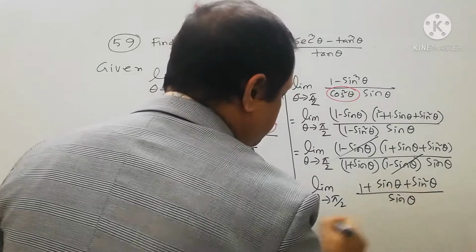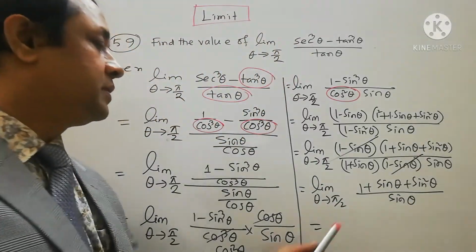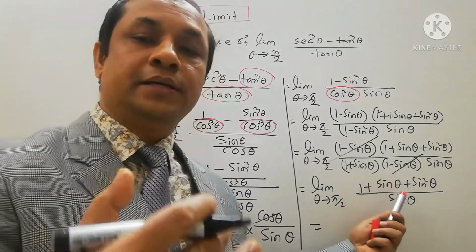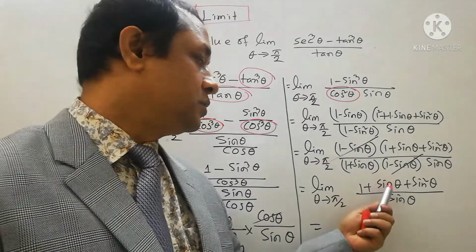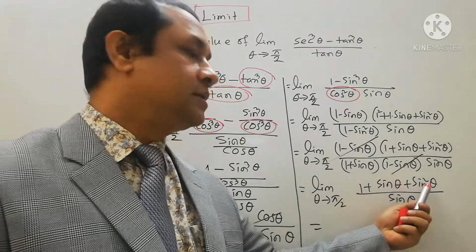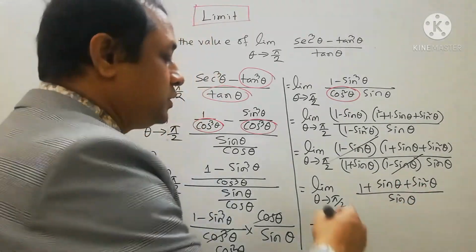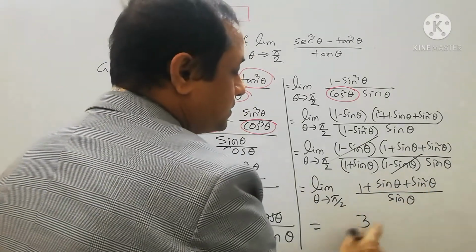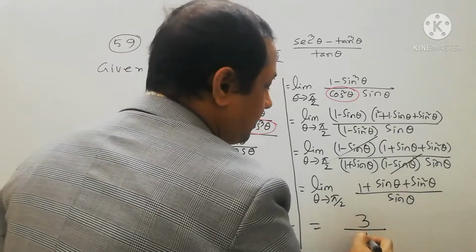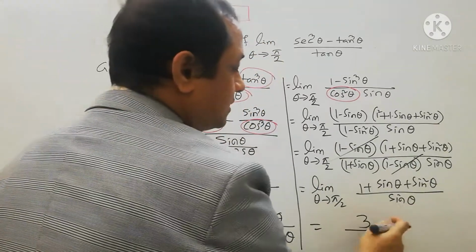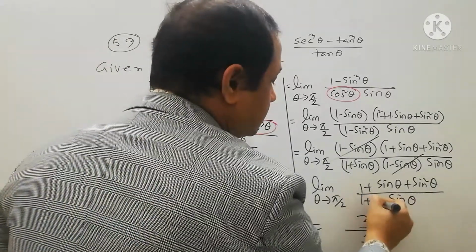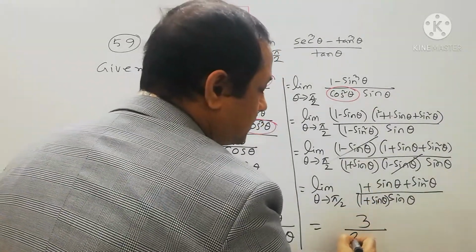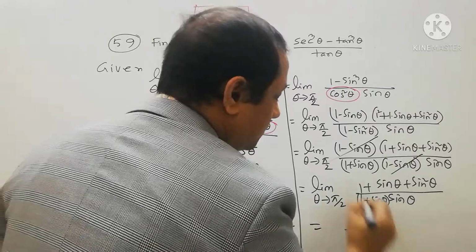So student, now putting the value theta equals pi by 2. We know that sin pi by 2 means 1. So the numerator will be 1 plus 1 plus 1 equals 3, and the denominator will be 1. Now sin theta, 1 plus sin theta, and the denominator will be 1 plus sin pi by 2, means 2 into 1.